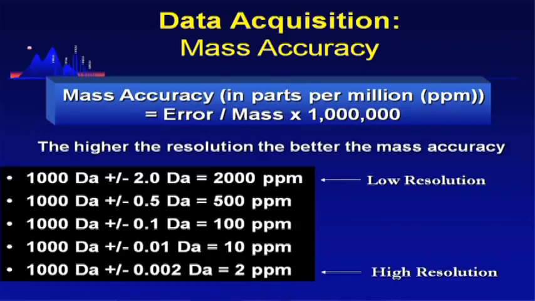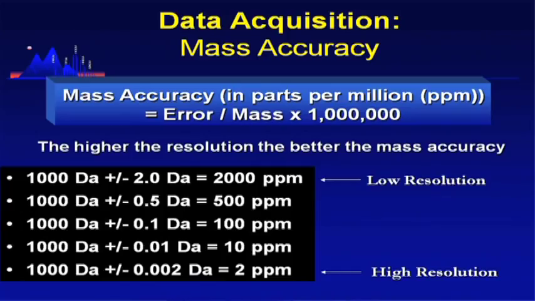So low resolution is generally going to be right here. And this region right here is going to include mass specs like your ion trap or your single quadrupole. Okay? Those are considered low accuracy instruments. They're going to give you about plus or minus 0.5 Daltons or 500 ppm, somewhere between 100 and 500 ppm.